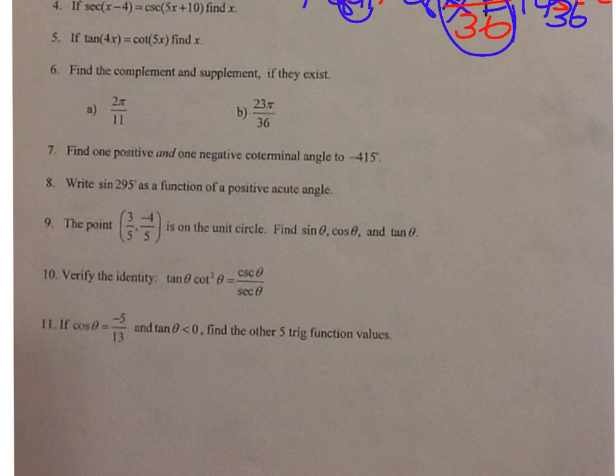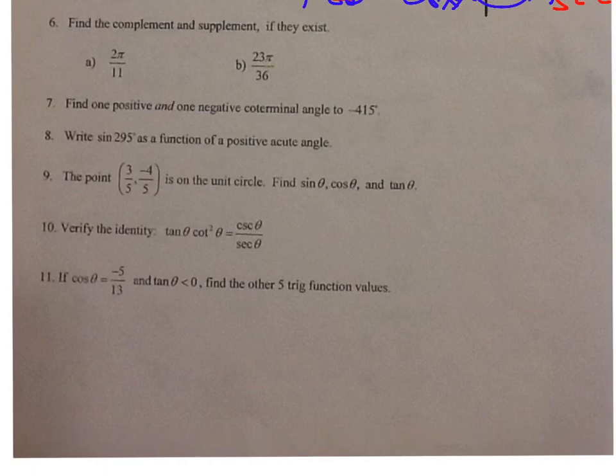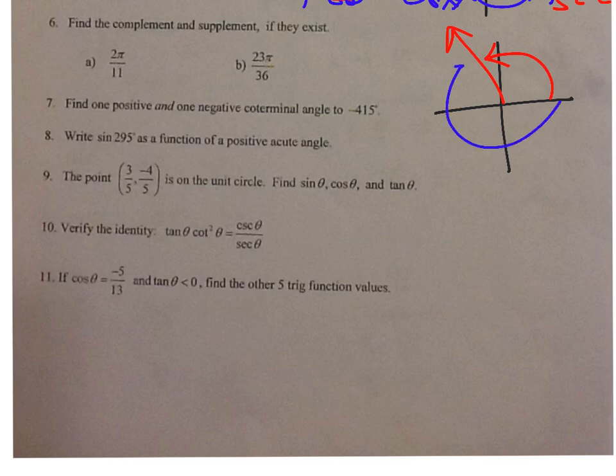Okay, so let's take a look at number 7. Find one positive and one negative coterminal angle to negative 415 degrees. So remember, coterminal angles are angles that share the same terminal side. So for instance, let's say I have this angle here. My coterminal angle would be this angle. So it completes a circle. So coterminal angles are multiples of 360 degrees.